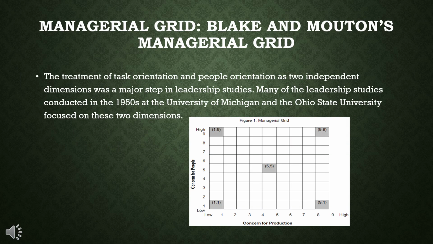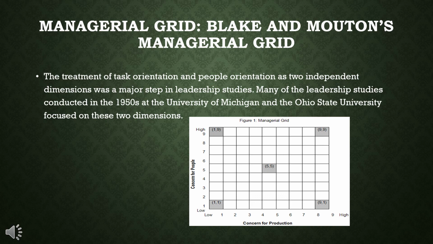This is your managerial grid. It is given by Blake and Mouton, and it is also known as Blake and Mouton's managerial grid. So in this theory, they have done some experiments concerning people and production, taking both of these factors hand in hand. So they have assumed 5 situations. We will discuss it later.